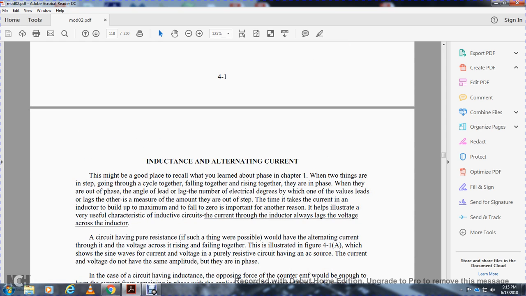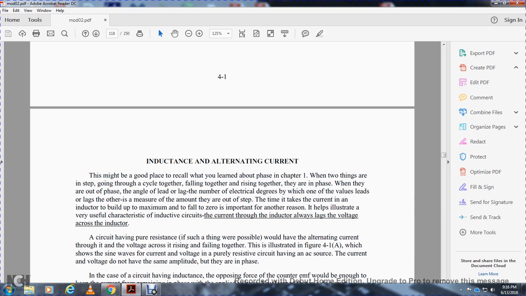Inductance and alternating current. This might be a good place to recall what you learned about in phase in Chapter 1. Two things in phase go through the cycle together, falling together and rising together. When they are out of phase, the angle of lead or lag is the number of electrical degrees by which one of the values leads or lags the other, a measure of how much they are out of step.